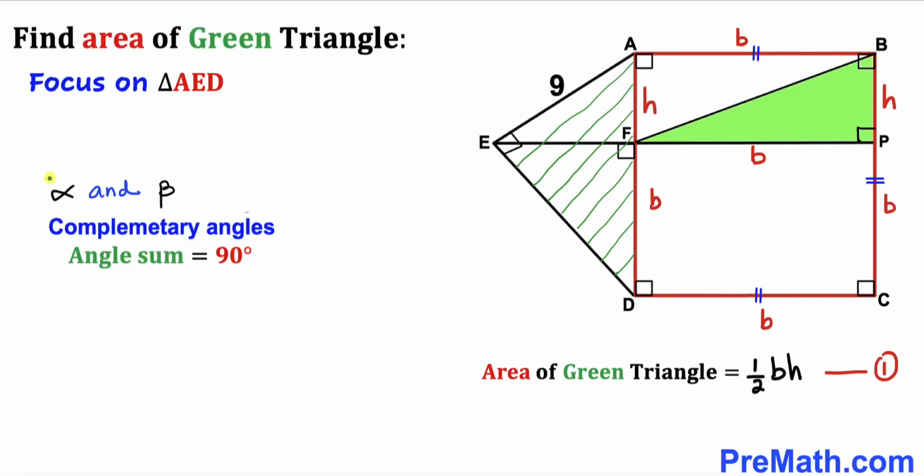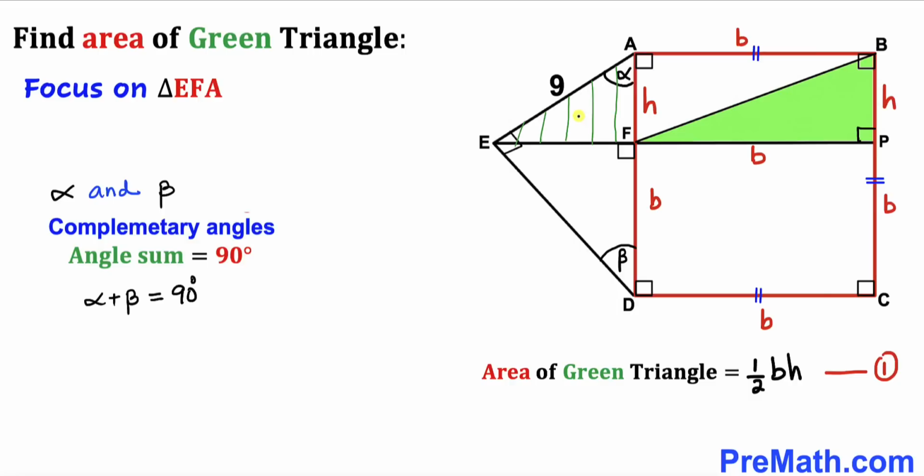And now let's assume that alpha and beta are our two complementary angles. In other words, the sum of these two angles, alpha plus beta, must be equal to 90 degrees. So let me label this angle as alpha. And since this is a 90-degree angle, then this angle has got to be beta, since alpha and beta are complementary angles.